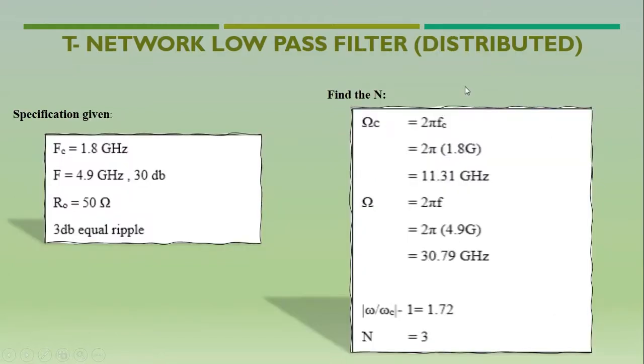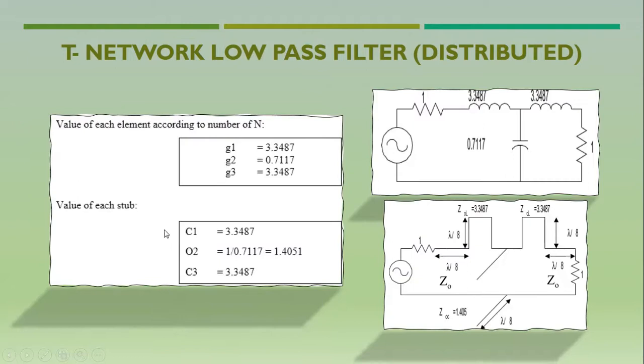So next, we move to design the T network low pass filter distributed. So we need to convert from the low pass filter into stubs using Richards transformation. For the inductor value, we just take the value of G that we get, and for the capacitor value, we need to divide 1 by the value of G, and we get the value here which is 1.4051. Then the inductor for the third element is also the same as the first element.